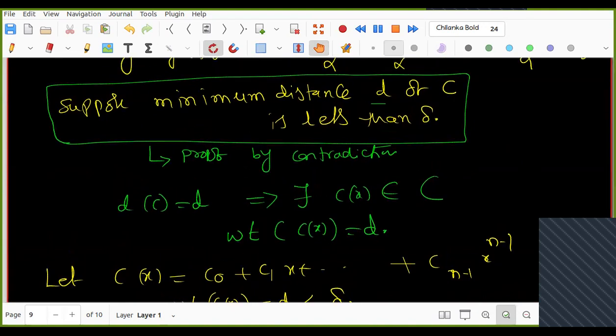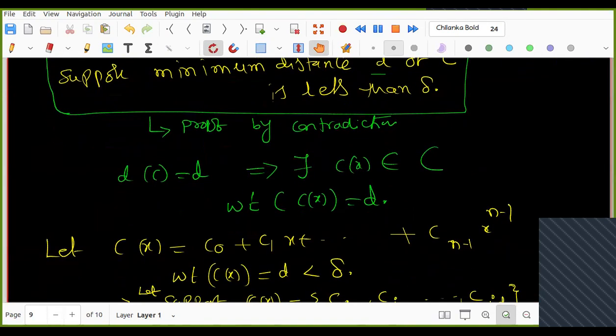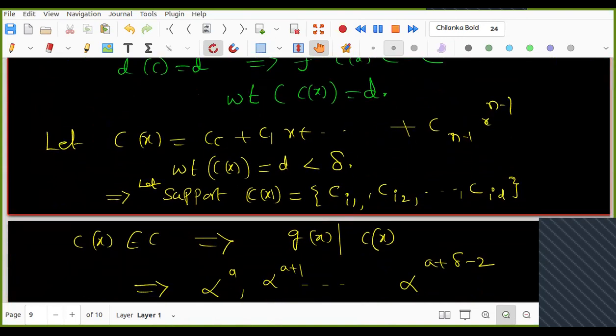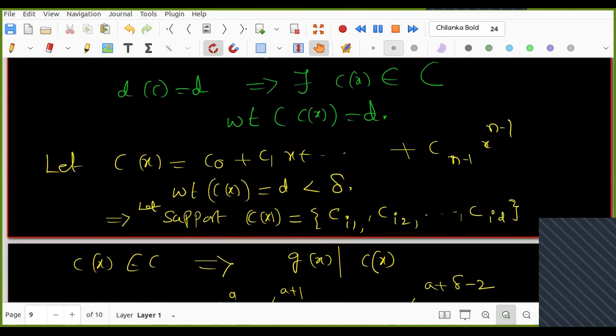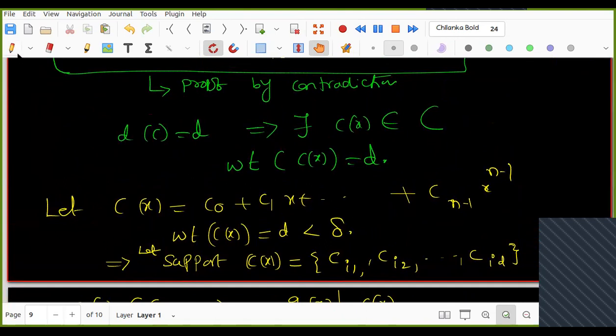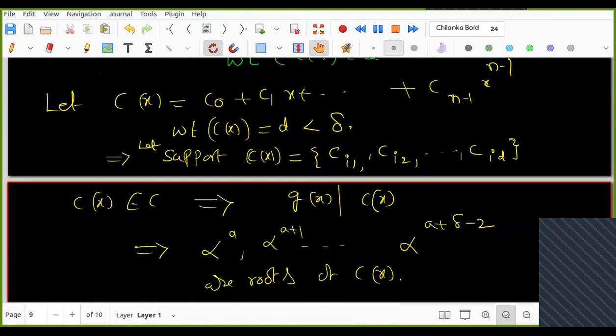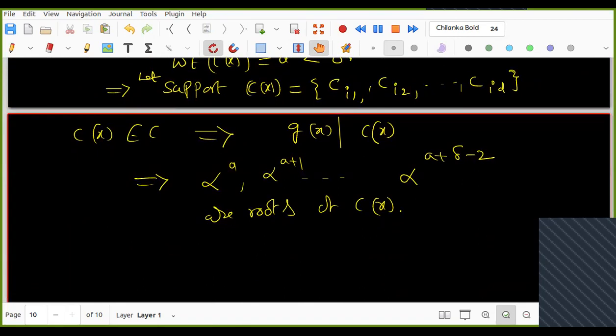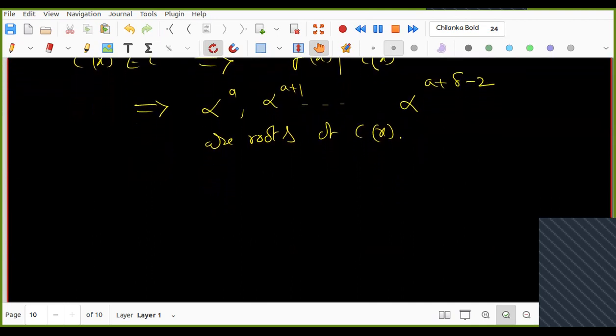By the way, what do I want to show? I want to show that the distance is at least delta, but I am going by contradiction. If I am able to show that this is a zero polynomial, then I am done, right? I am taking a non-zero codeword, proving by contradiction. If I prove that all the coefficients are zero, that means there is no support, then I am done. That is the contradiction I'll get. Is it okay? Please let me know.